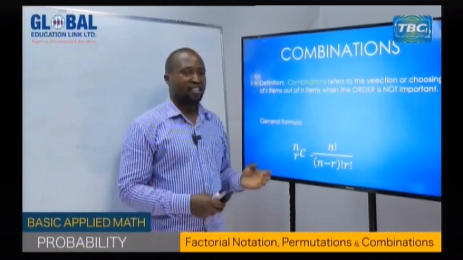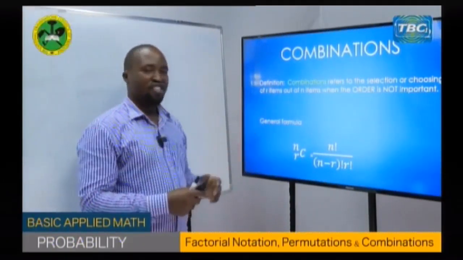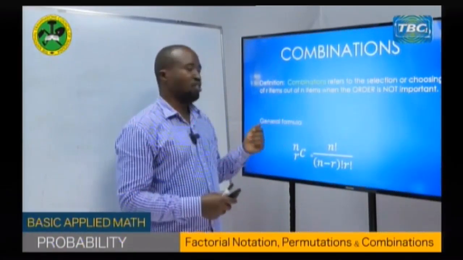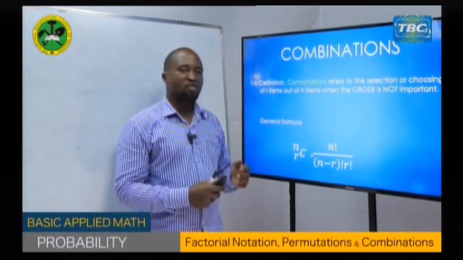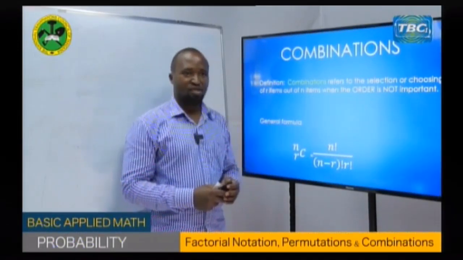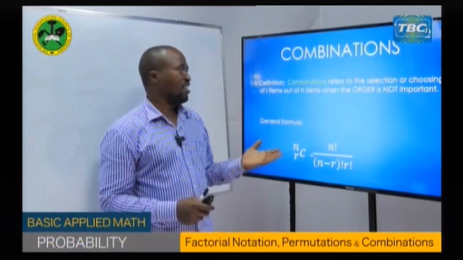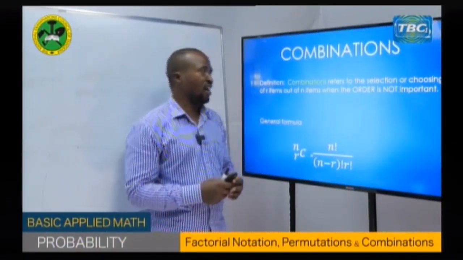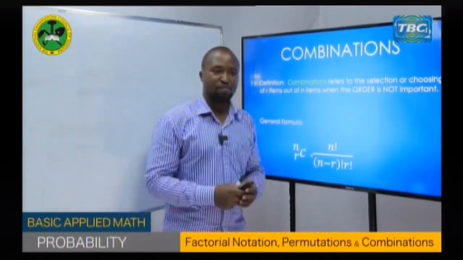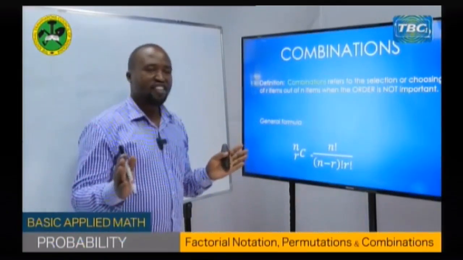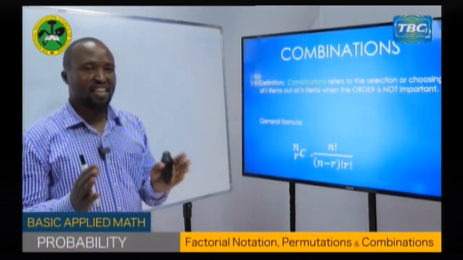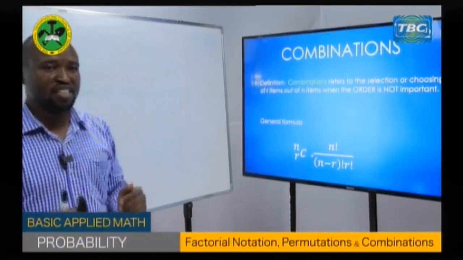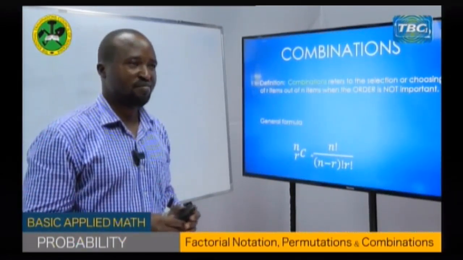When we go for the second case, that is combination, by definition, the combination refers to the selection or choosing of items when the order is not important. So the issue to care about here is that combination is selection or choosing of items whereby order is not important. Now you can see the differences between permutation and the combination. In permutation, the order is very important, but for combination, the order is not important.